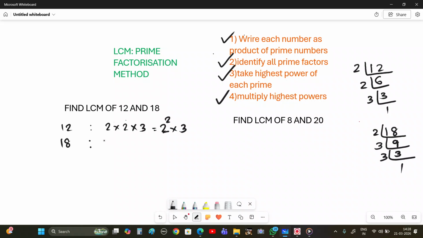So which is the product form? You can write it as 2 times 3 times 3. Or you can write it as what? 2 times 3 squared. Okay. So this is our first step. We finished the first step: write each number as a product of prime numbers. Okay. Next step is identify the prime factors. So in this format, which are the prime numbers coming in this list? 2 is a prime number and 3 is a prime number. These are the two prime numbers that are coming there.